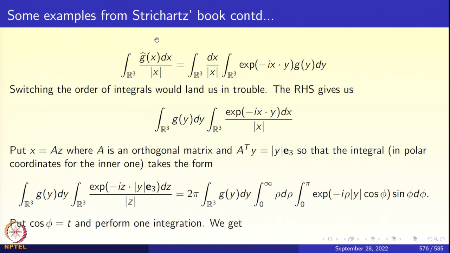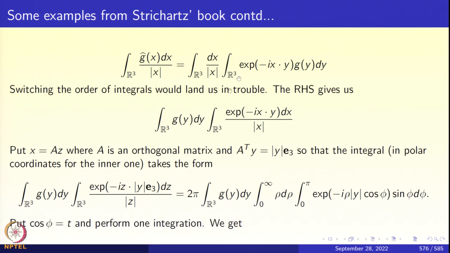Okay, now what we are going to do is that we are going to put the definition of g hat, and that's one more integration, e to the power minus ix dot y gy dy. Of course, the next step is pretty obvious. We are going to switch the order of integrations. We are going to integrate with respect to x first. Let's try to do that and let us see what happens.